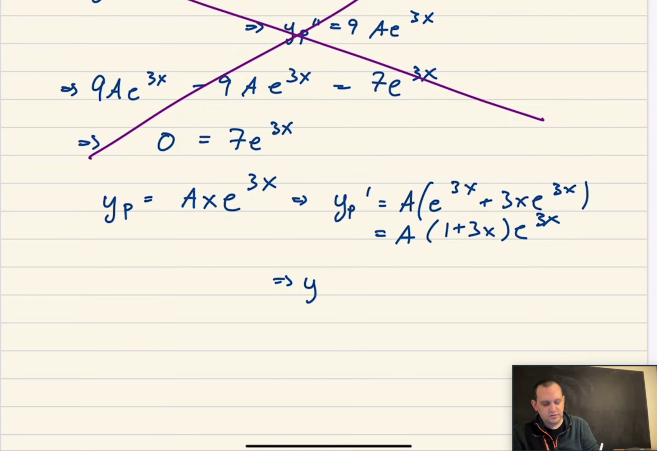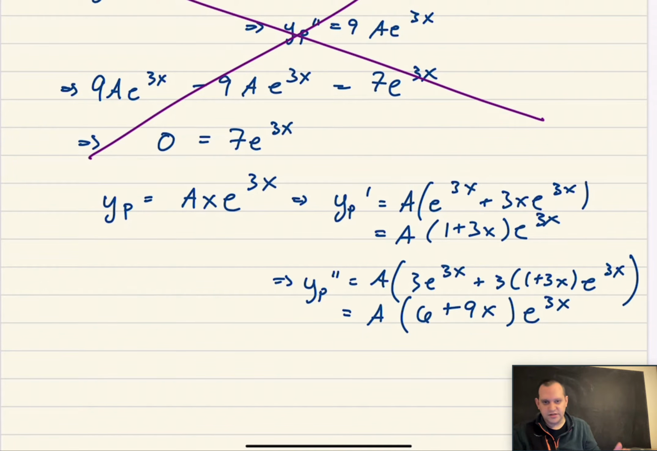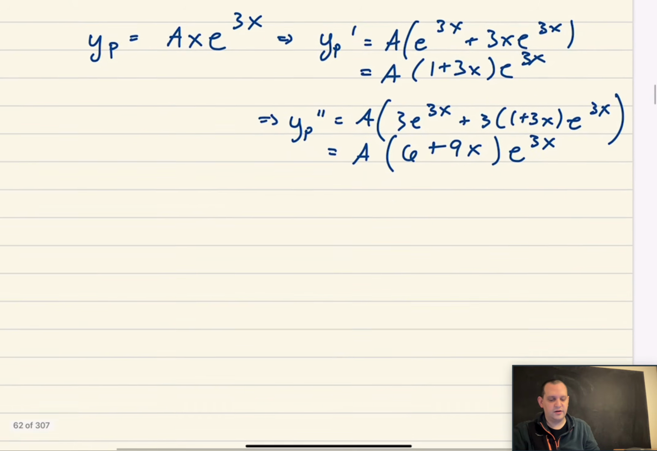And then our second derivative, we can again factor out the a, and we're going to get the derivative of the first times the second, plus the derivative of the second times the first. Then we can simplify everything, and this will give us a times 6 plus 9x e to the 3x. So that's our first and second derivative. That should be a straightforward calculation for us.